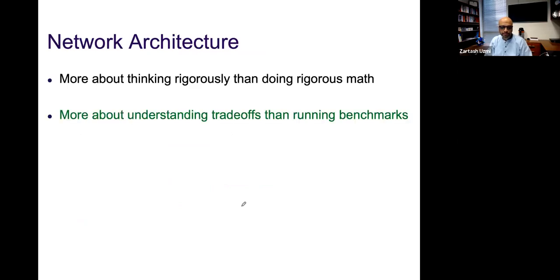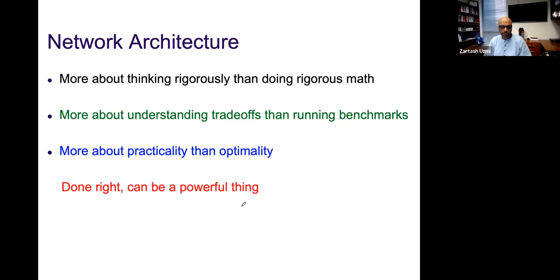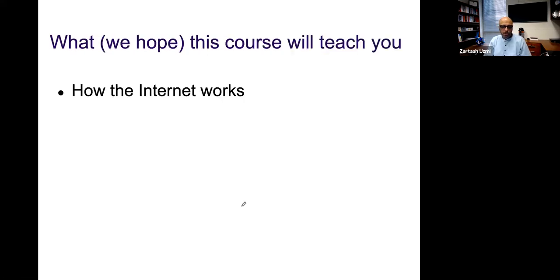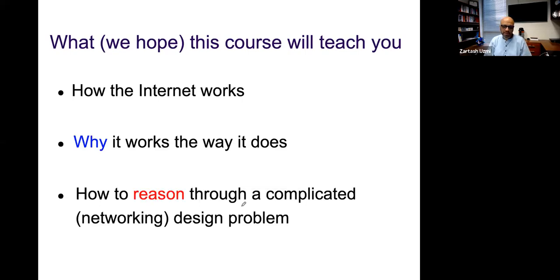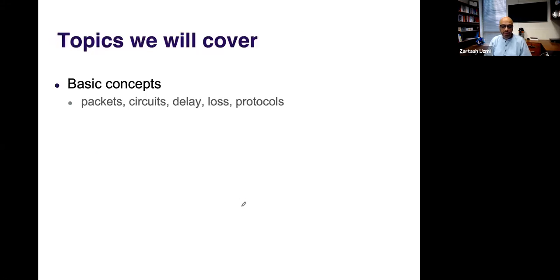Raise your hand. So network architecture is about thinking more rigorously rather than doing. There is not too much math involved in here. It's just thinking rigorously. More about understanding the trade-offs than running the benchmarks, and more about practicality than optimality. We want to make sure that things work by and large, rather than finding out the most precise optimal operating point. So this course is going to teach you how the internet works, why it works the way it does, some of the guiding principles of the design of the internet, and how to reason through a complicated networking design problem.